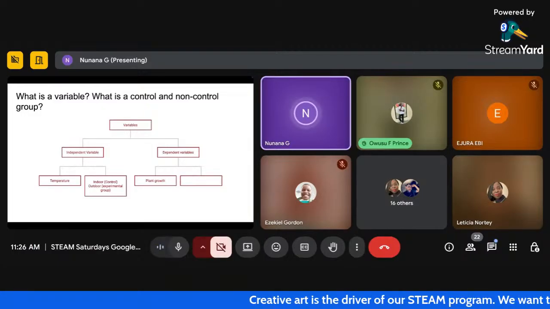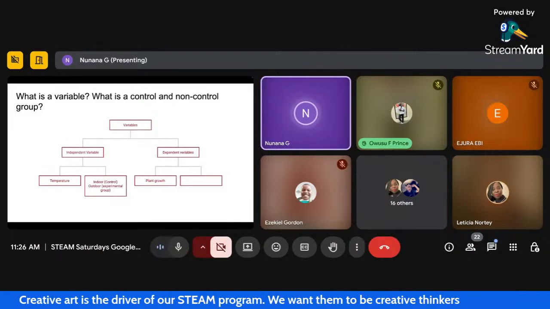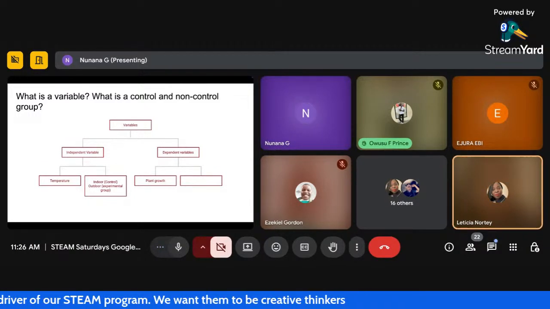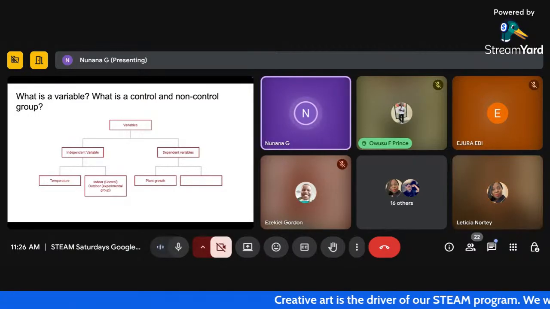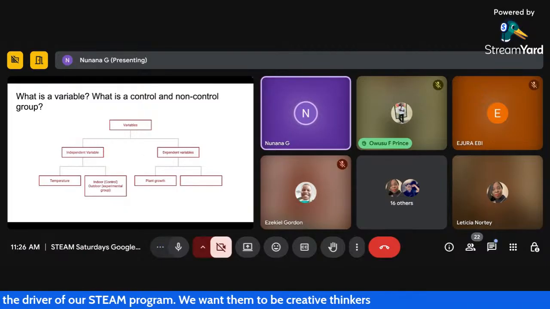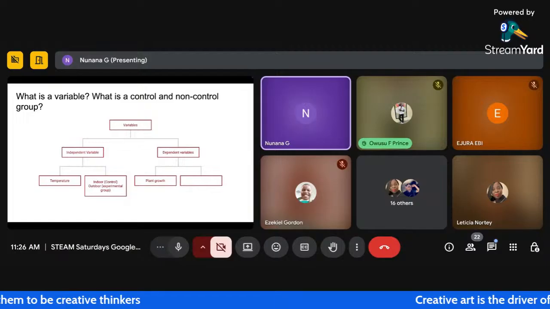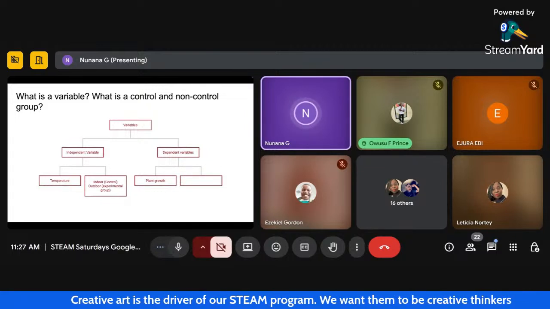So this is a diagram of the variables, right? Variables are the things that we're testing. Dependent variable is the plant growth. The plant growth is dependent on the independent variable. That means anything we do to the independent variable will affect the plant growth, the dependent variable. So what are the independent variables? Temperature and location. Indoor, which is our control group. Outdoor, which is our experimental group.